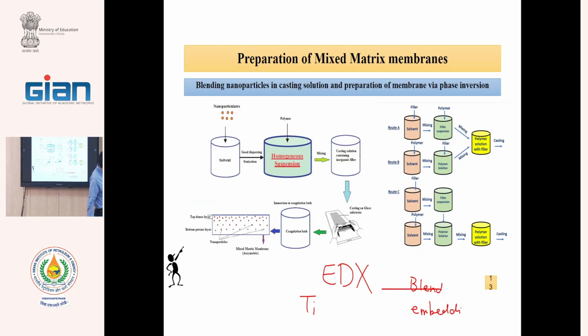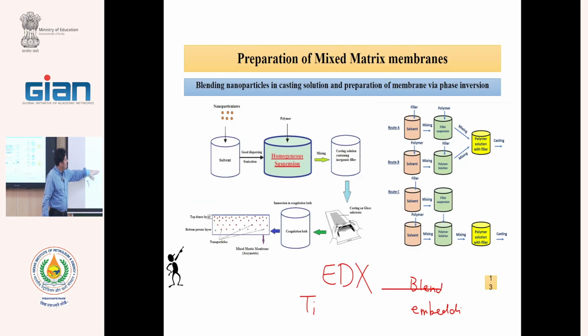We must have uniform dispersion, but we see that we have migration to the top layer, and it is good for us because the selective layer is the top layer, and the bottom layer is not very important, only for increasing stability. Therefore, this migration is good for us.